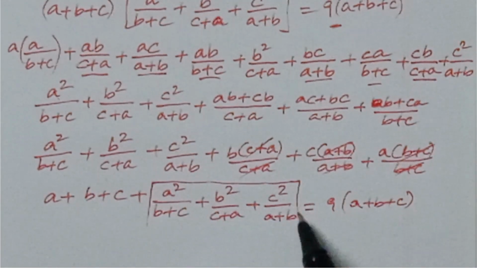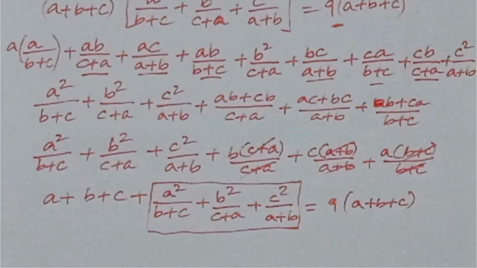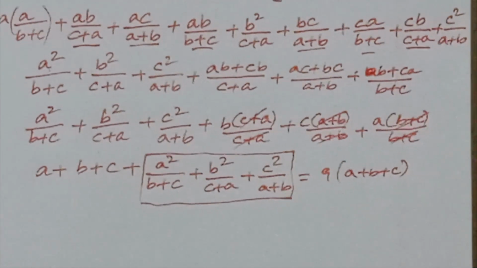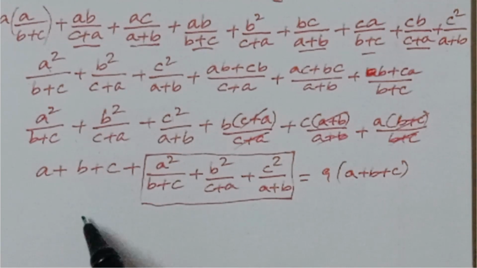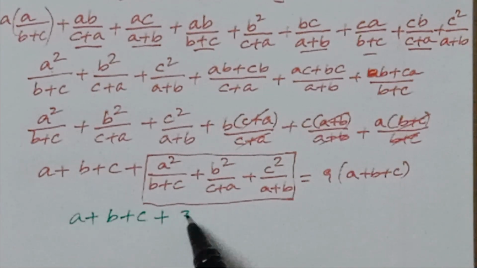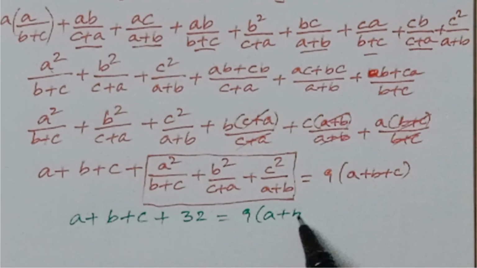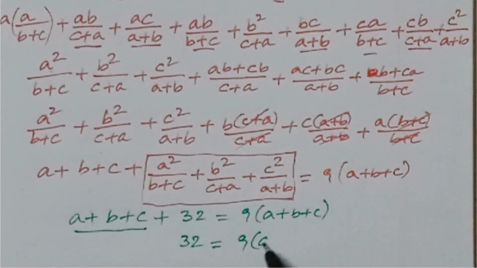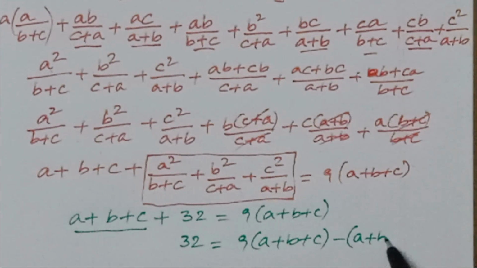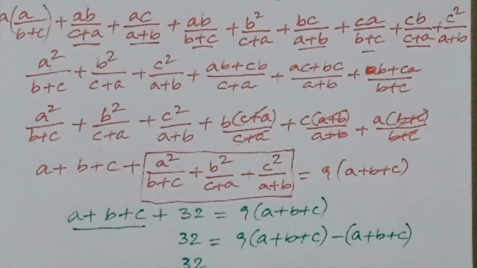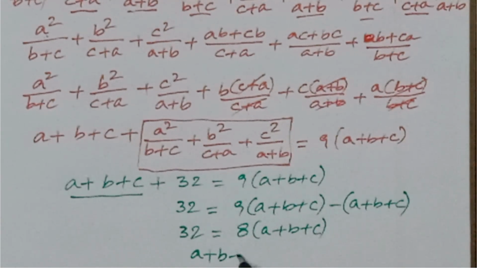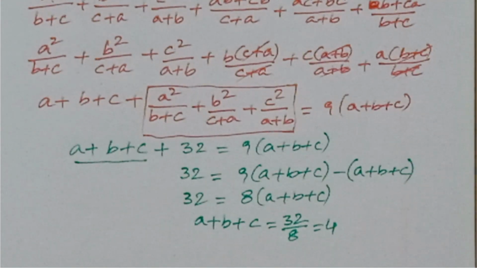Now we know this value: it is 32, given in the problem as the second equation. So A plus B plus C plus 32 is equal to 9 times A plus B plus C. Now send this A plus B plus C to that side: 32 is equal to 9 times A plus B plus C minus A plus B plus C. So 32 is equal to 8 times A plus B plus C. Therefore A plus B plus C is 32 by 8.